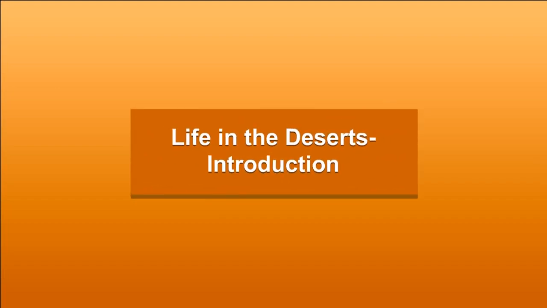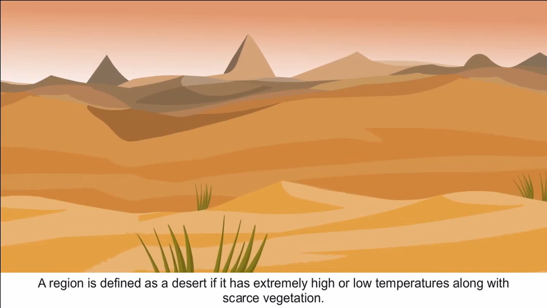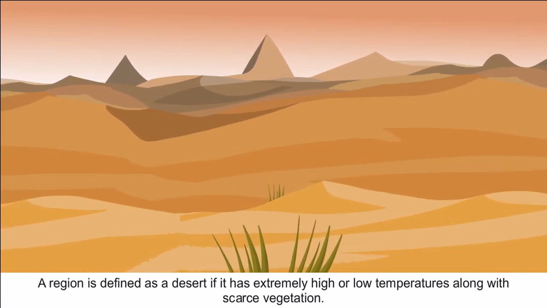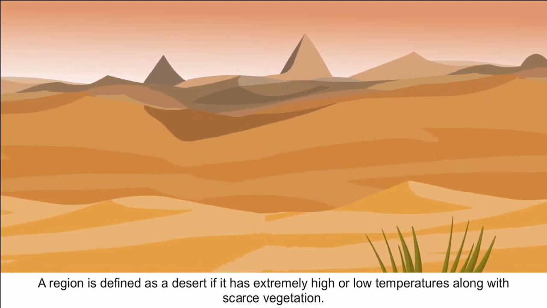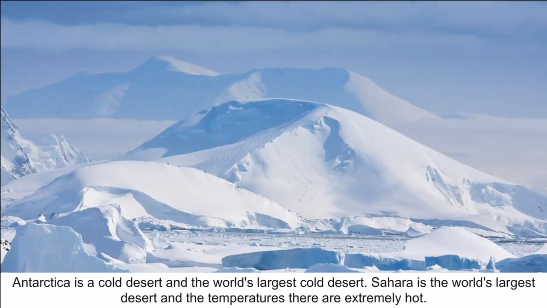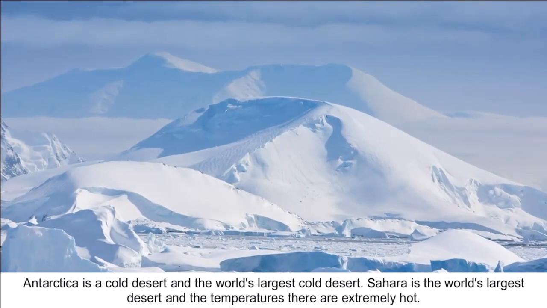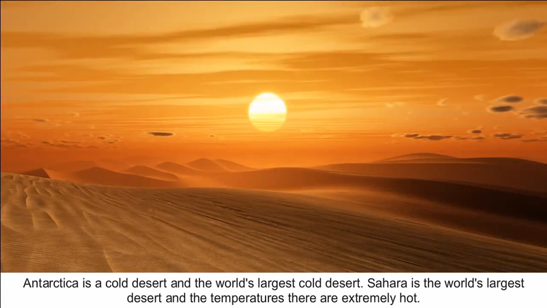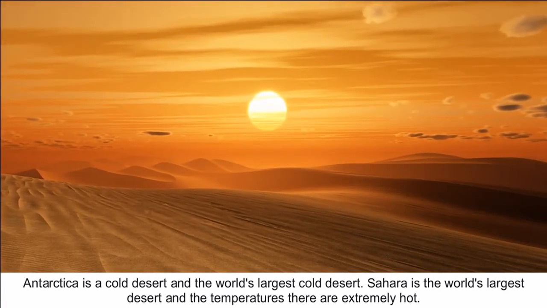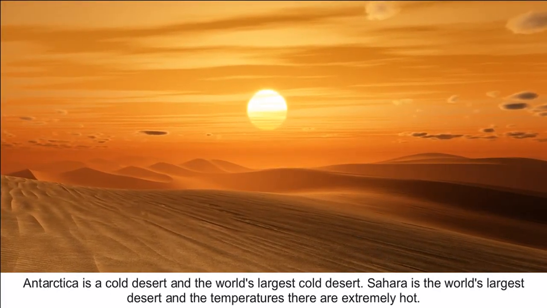Life in the deserts. Introduction. A region is defined as a desert if it has extremely high or low temperatures along with scarce vegetation. Antarctica is a cold desert and the world's largest cold desert. Sahara is the world's largest desert and the temperatures there are extremely hot.